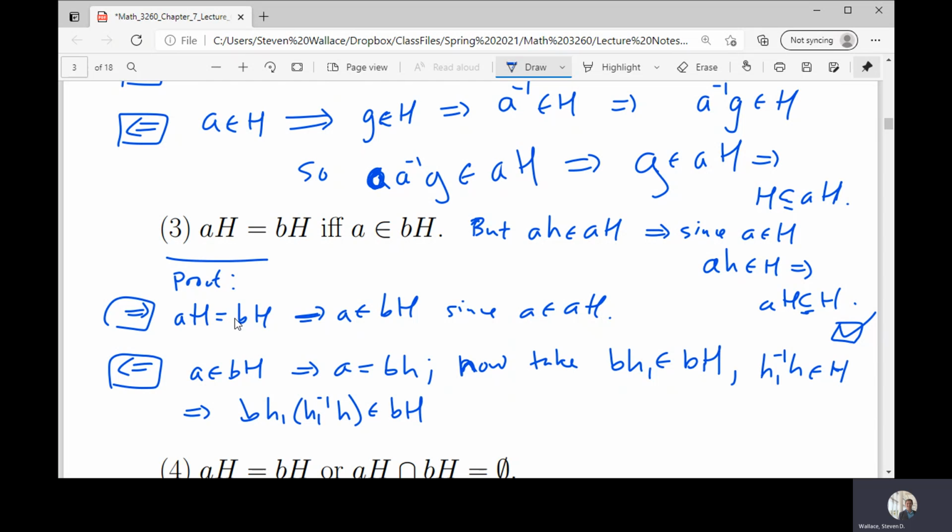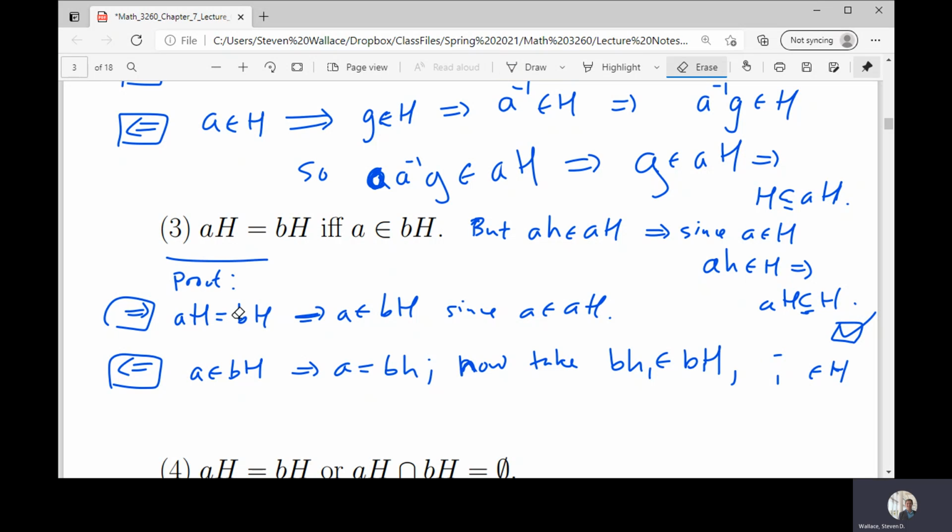I already have that. Right, that's okay. Wait, my proofs are all screwed up here. Okay, let me think about this here. A is equal to BH. And so, yeah, all right.